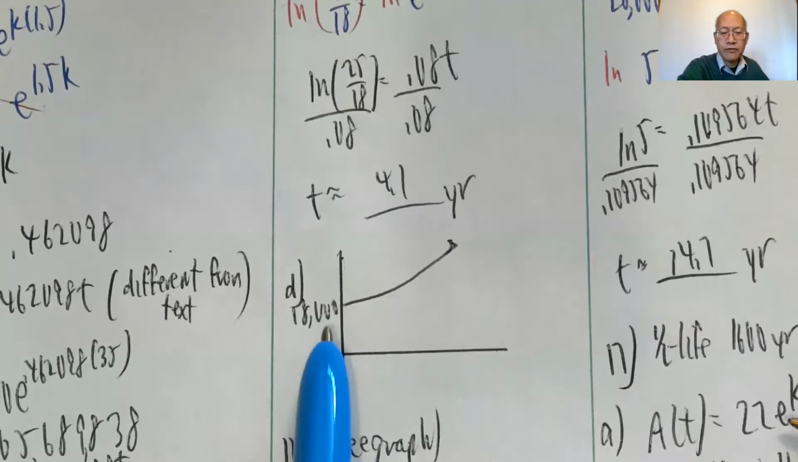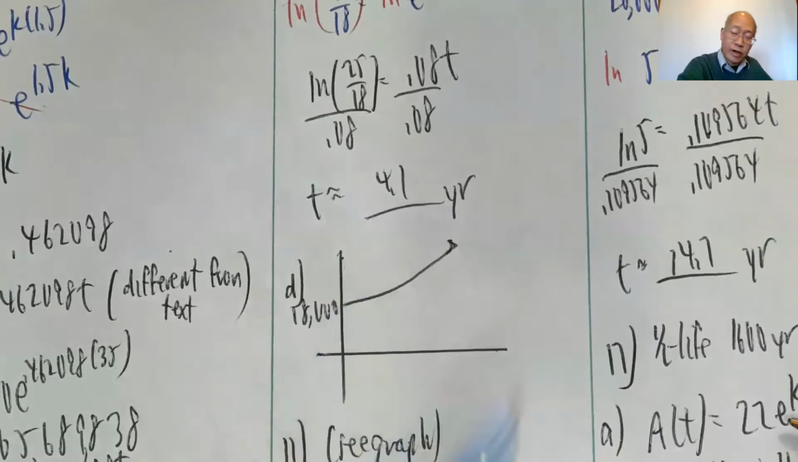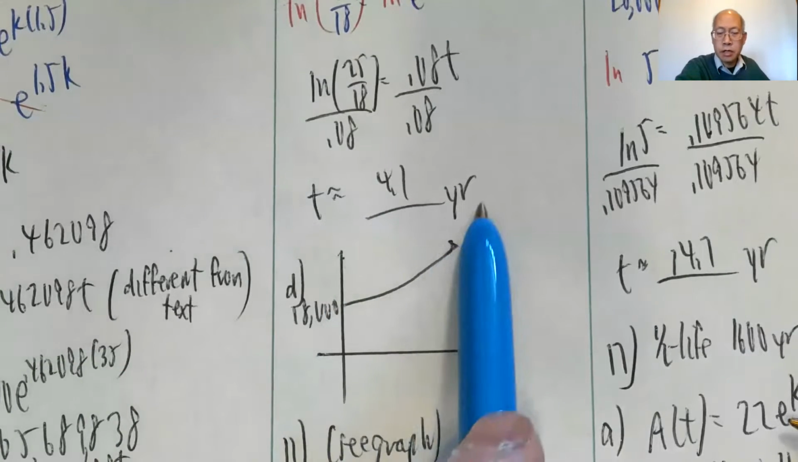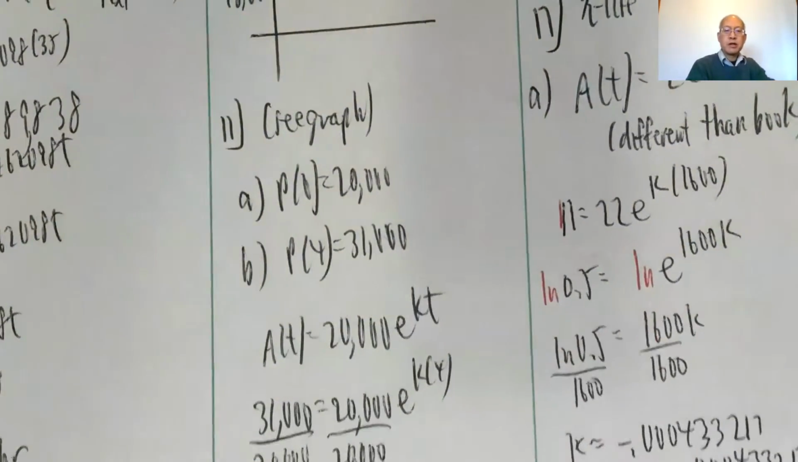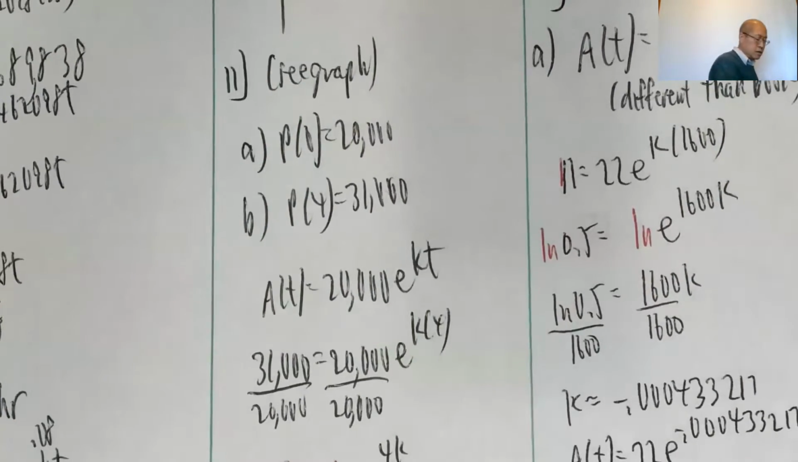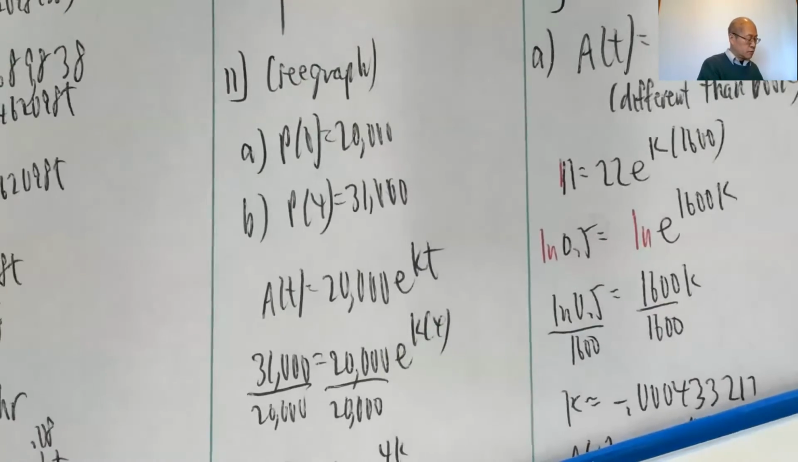A rough graph: 0 gives me 18,000. We know how exponential functions look. They all look something like that. For problem 11, we need to see the graph for that one. Let me show you what's up with number 11.